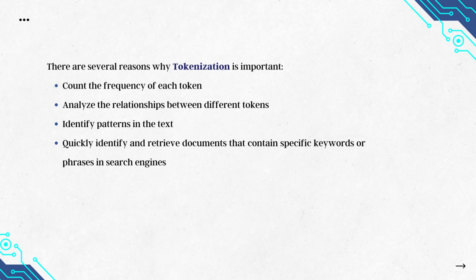There are several reasons why tokenization is important. It helps in counting the frequency of each word or each token in the text. It helps in analyzing the relationship between different tokens. It also identifies the patterns in the text. In search engines, it helps in quickly identifying and retrieving documents that contain specific keywords or phrases.